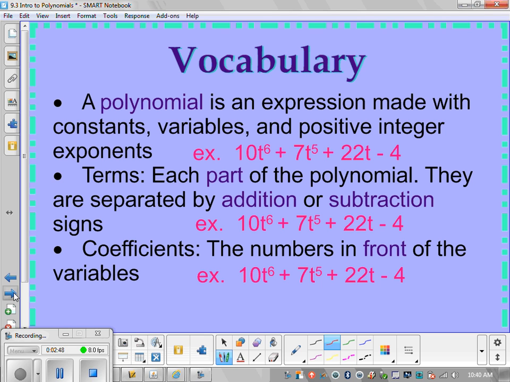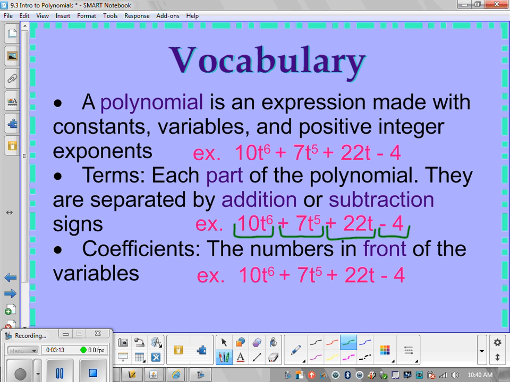Poly means many. There are many terms to it. When you look at what a term is, it is each part of the polynomial. They are separated by addition or subtraction signs. So for example, we have 1 term, 2 terms, 3 terms, 4 terms. That is a 4-term polynomial.